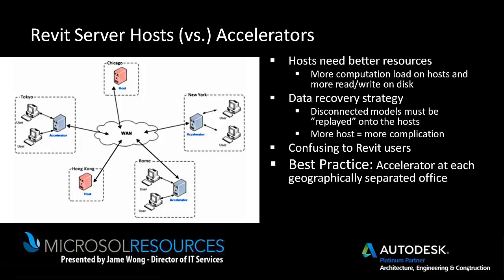When a user wants to start a Revit session using Revit Server, if you have multiple hosts, all the hosts will be listed when they go to File, Open to open a model from Revit Server. The best practice is actually to have an accelerator at each geographically separated office and have hosts in centrally located locations. So if you have a data center in North Carolina, a data center in Virginia, etc., those are the key places where you want to place the hosts. And then you can segment that off and have accelerators in New York, in New Jersey, in Connecticut, in Boston, etc.